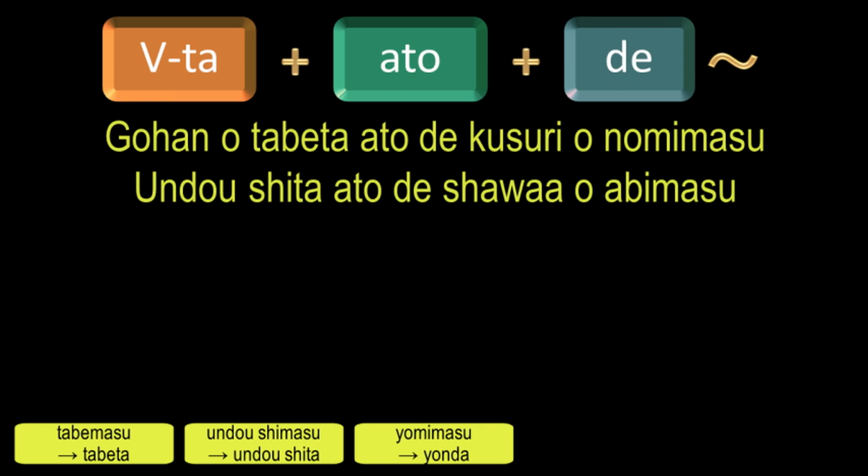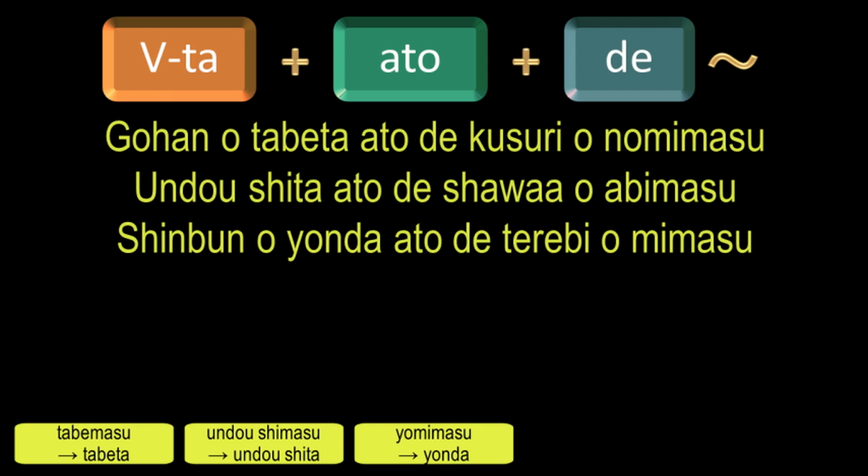The verb yomimasu means to read and the ta form is yonda. By adding atode, we will get yonda atode, which means after reading. And to say I will watch TV after reading newspaper, in Japanese it will be shimbun o yonda atode terebi o mimasu. Let me go to the next example.